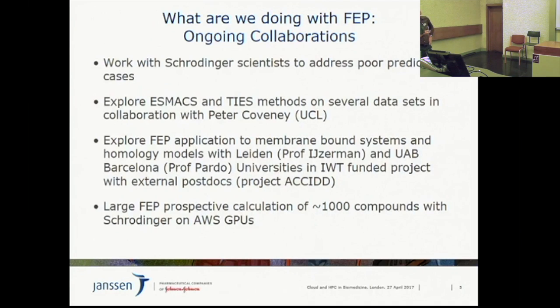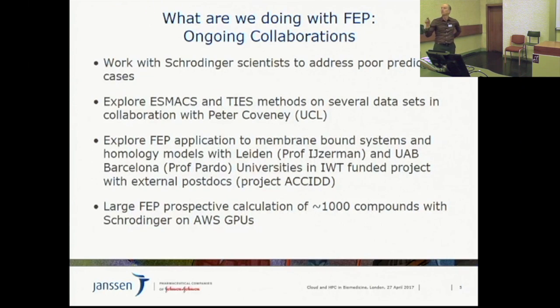Collaborations. Well, we obviously work with the Schrodinger scientists. We also work with Peter. We have some other funded projects to look at specific targets, but in all of these collaborations, free energy calculations are quite central. So we're active in this area. And we're currently doing a large-scale prospective calculation of around 1,000 compounds. So that's quite a large number.